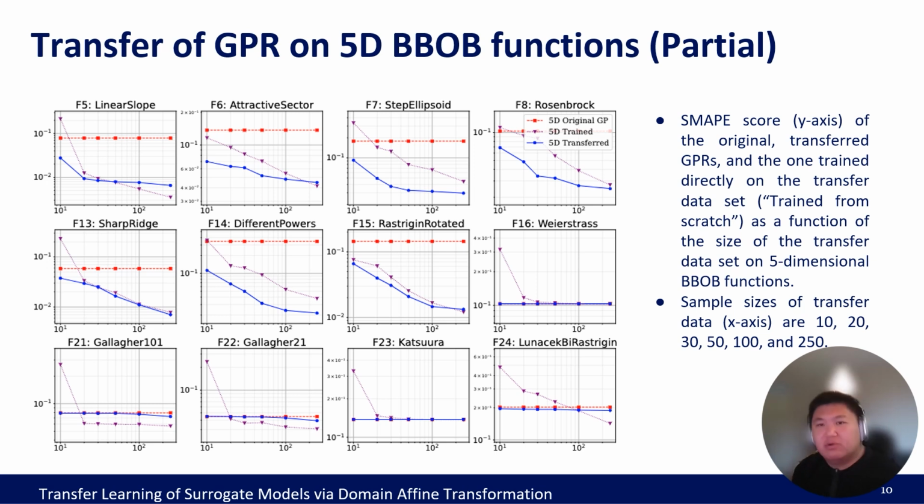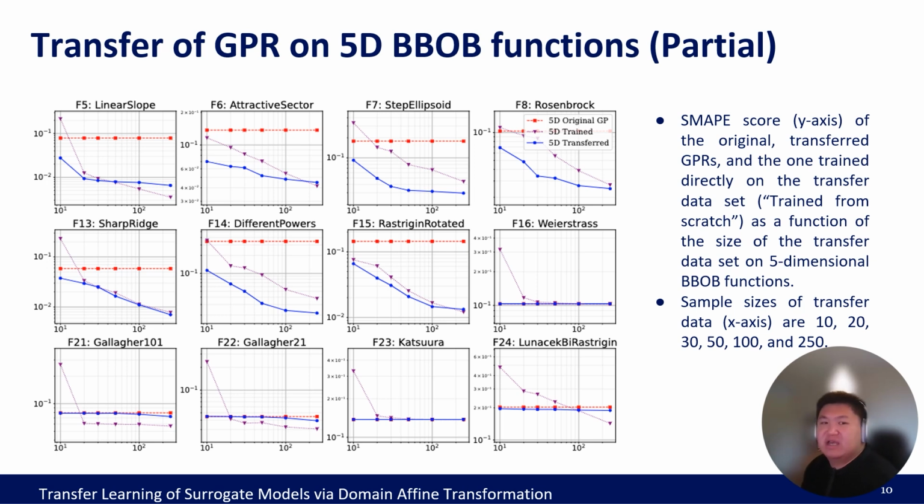Further, we show a more detailed picture of the relation between the model's performance and the transfer sample size in this figure. The x-axis is the different sample sizes of the transfer data. For example, we test from 10 transfer samples to 20, up to 250, on 5D BBOB functions. The y-axis denotes the evaluation metric, the SMAPE score, to compare the original GPR, the GPR trained from scratch, and the transfer GPR. From the trend of the SMAPE curves, we see that the transfer model outperforms the model built from scratch up to 250 samples for most functions.